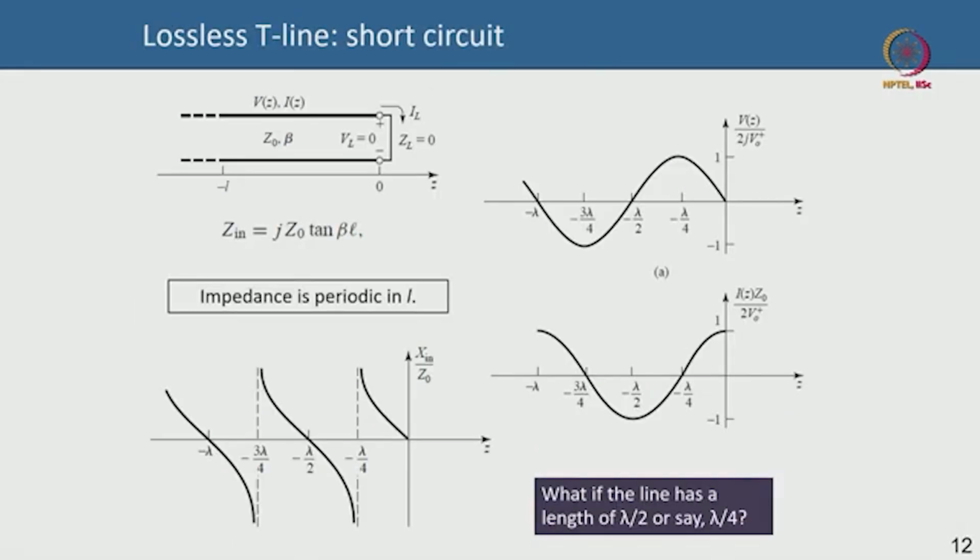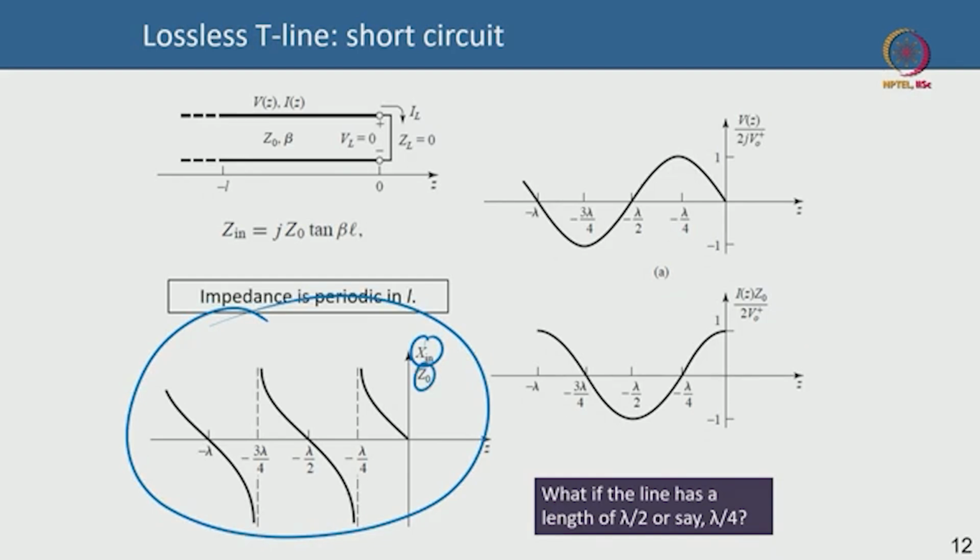What I mean is precisely this. The input impedance can vary. If I plot the input impedance with respect to Z naught, normalizing with Z naught, then it is a periodically varying function in L. And what happens if the length of the line is, suppose, lambda by 2? I have a certain wavelength lambda of the RF wave that is coming. Think of it as a spot frequency, which means there is a single frequency of RF wave.